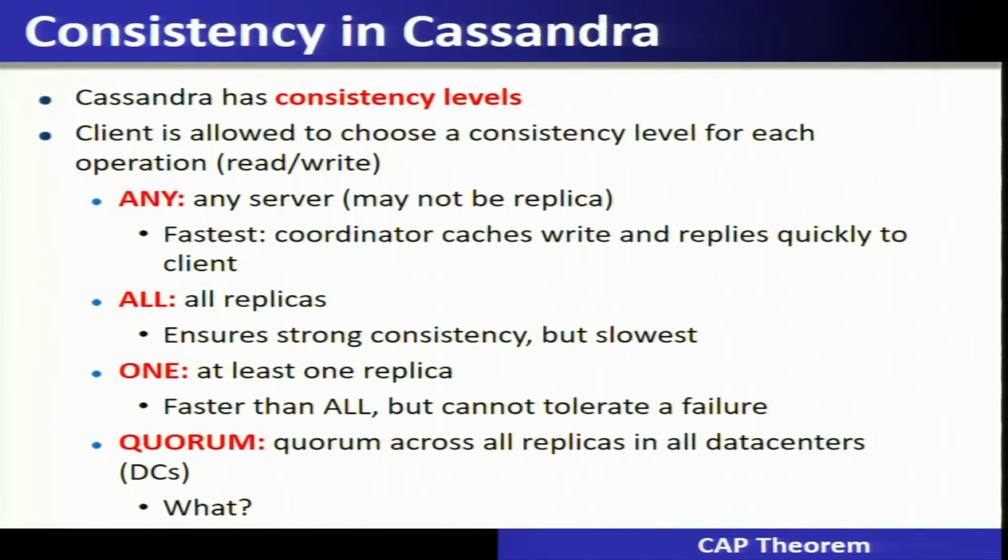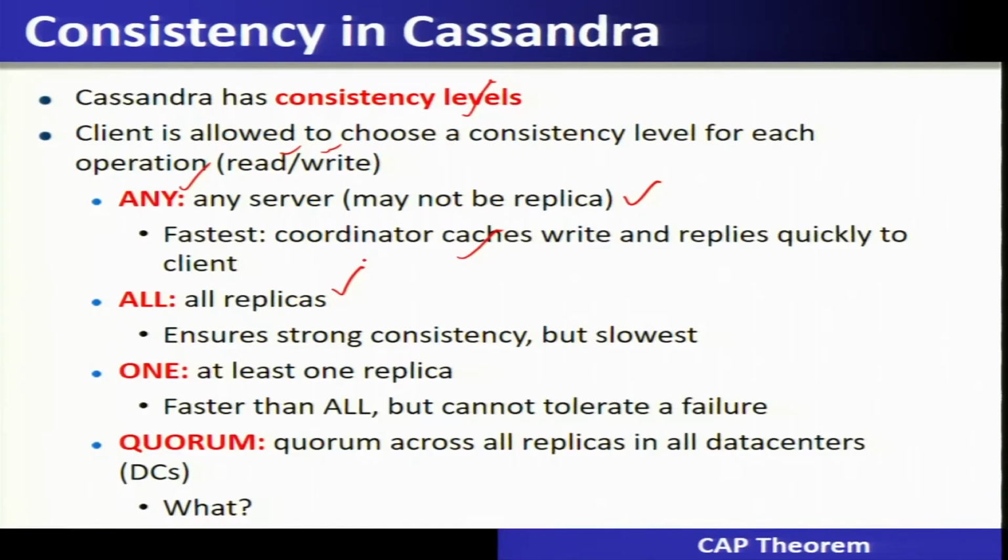So, consistency in Cassandra: Cassandra has consistency levels. Clients are allowed to choose the consistency level for each operation, that is, for the read and write. So the consistency level the client can choose is configurable. If it is ANY, that means any server, which may not even be a replica, can accept the write. That is the fastest one, as the coordinator caches the write and quickly replies to the client.